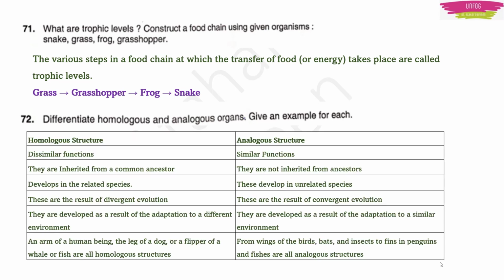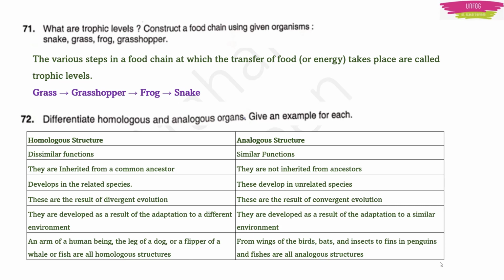Actually, I have given you all the points here to differentiate. You don't need to write so much. If you have written 2 or 3 points, that is more than enough. 2 points will do actually. 2 points for 2 marks. One example for 1 mark. 2 points and 1 example will do. Okay. So these are the differences.